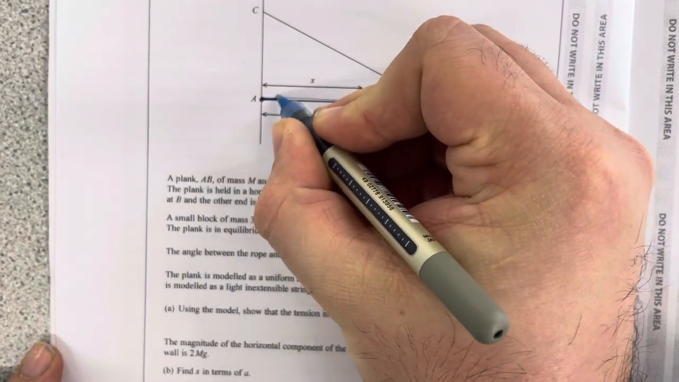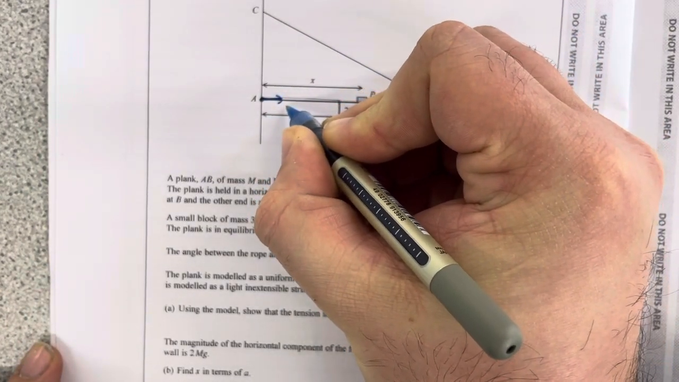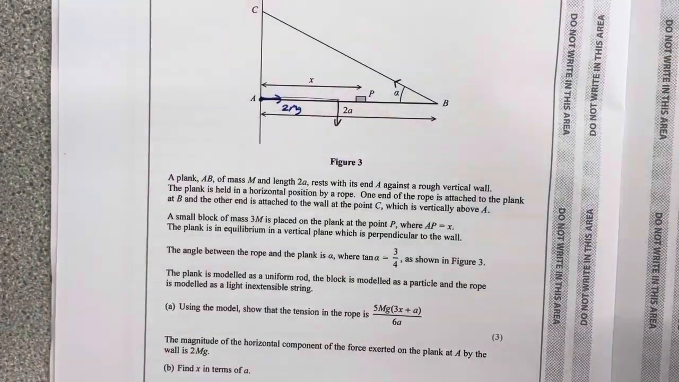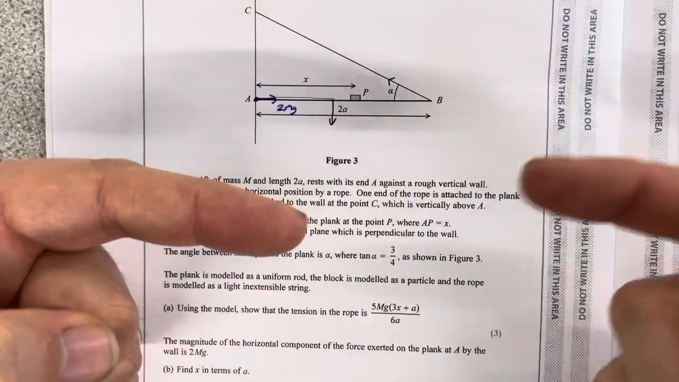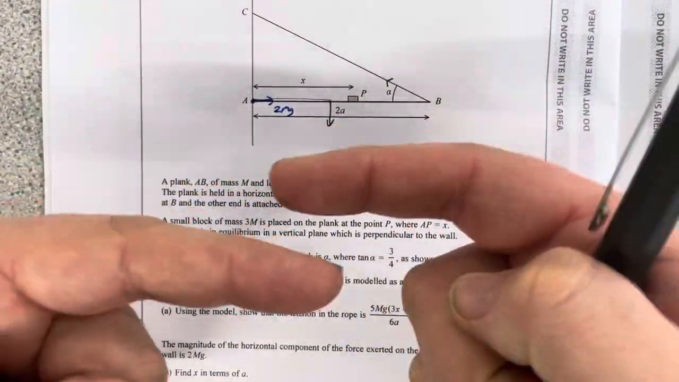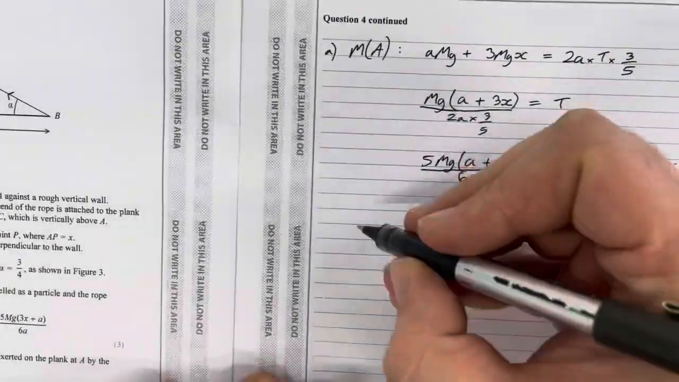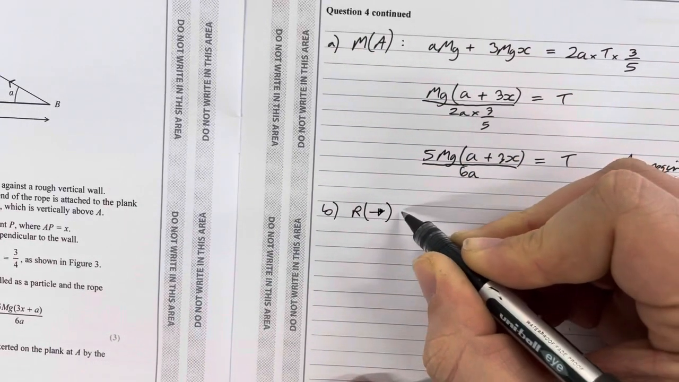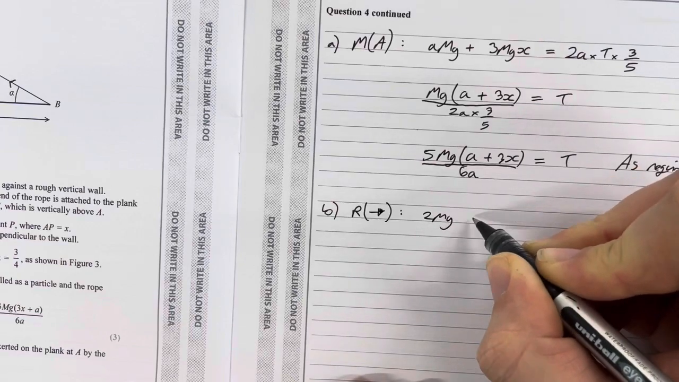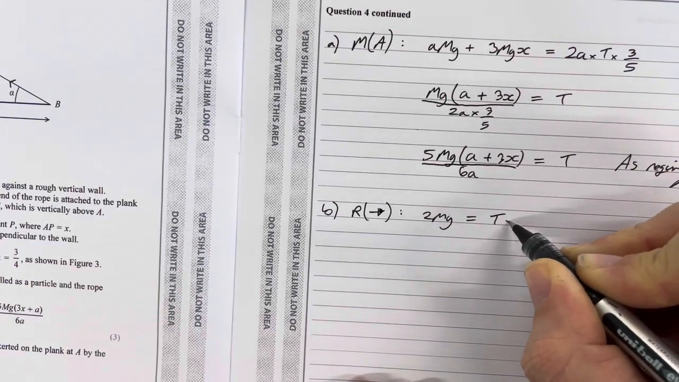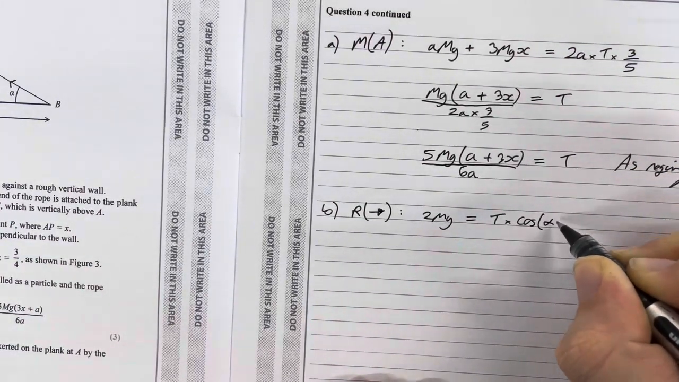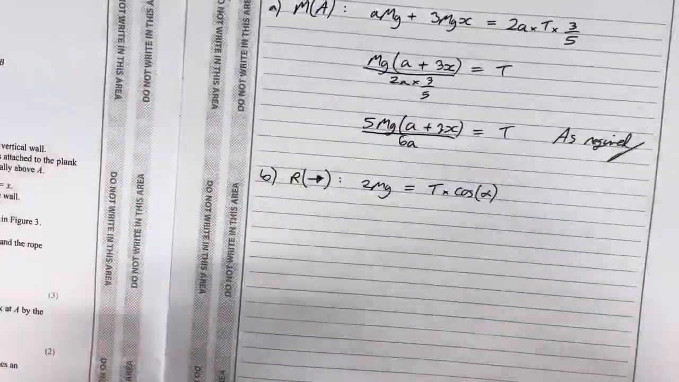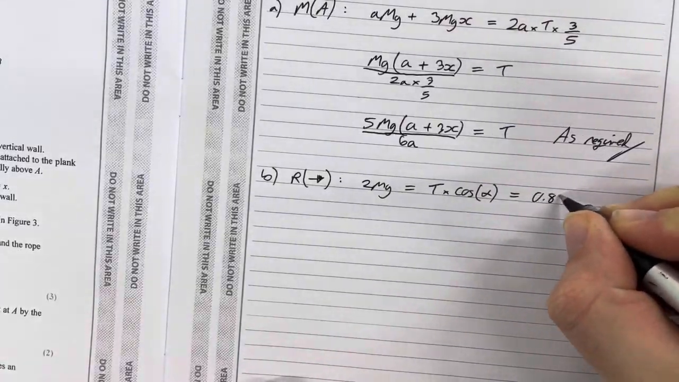So we're told that this force here is 2 mg. Okay, the horizontal force. And it's going to be pushing back that way because the tension is pulling it that way, and they need to cancel out because those are the only two horizontal forces. So with that in mind, let's actually resolve horizontally. And we're going to get 2 mg must equal t times the cosine of alpha, because that's the horizontal component of the tension. So that is going to be 0.8 t.